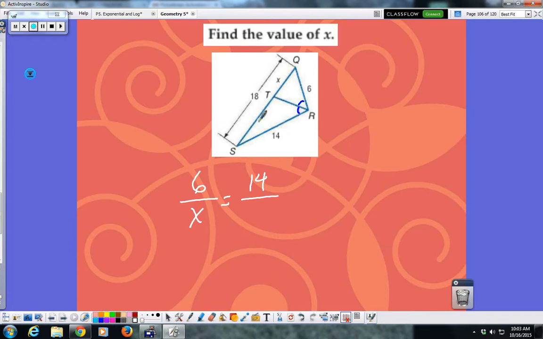We don't know what this is. We know the whole thing is 18. We know that this small portion is x, so this portion will be 18 minus whatever this is. There's your proportion.